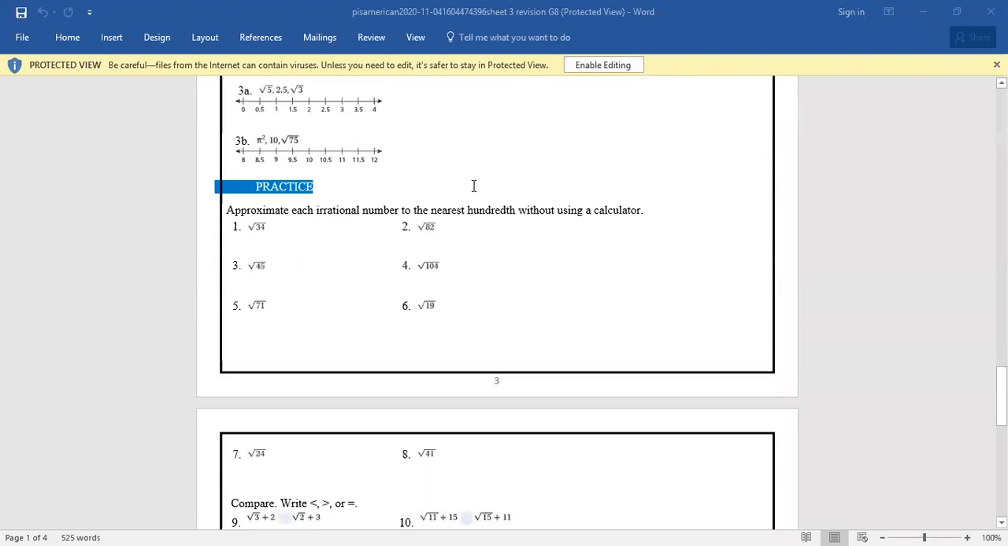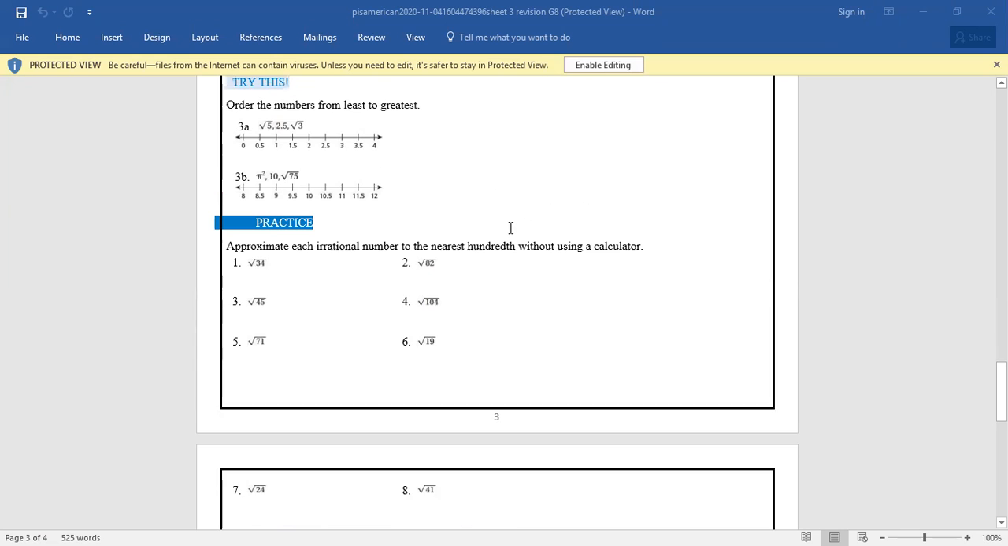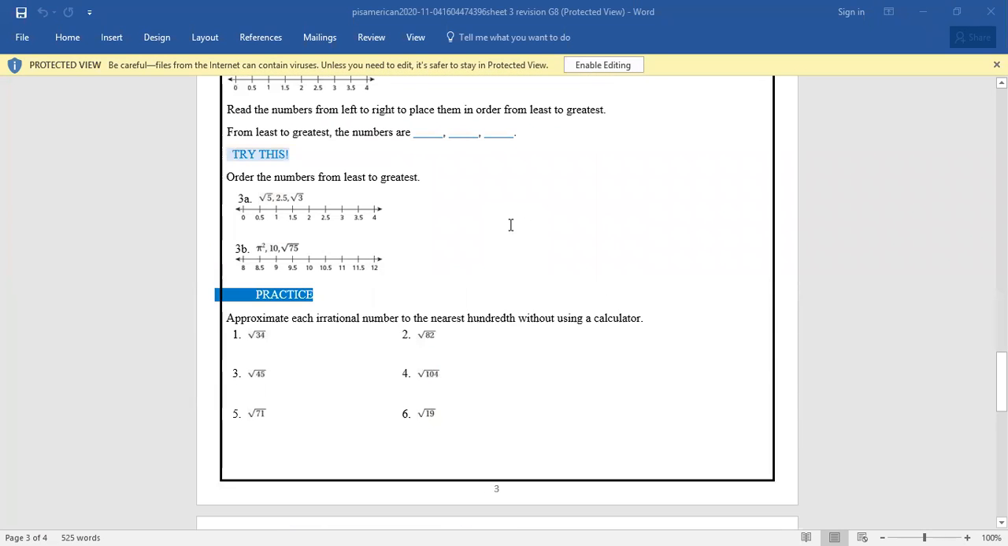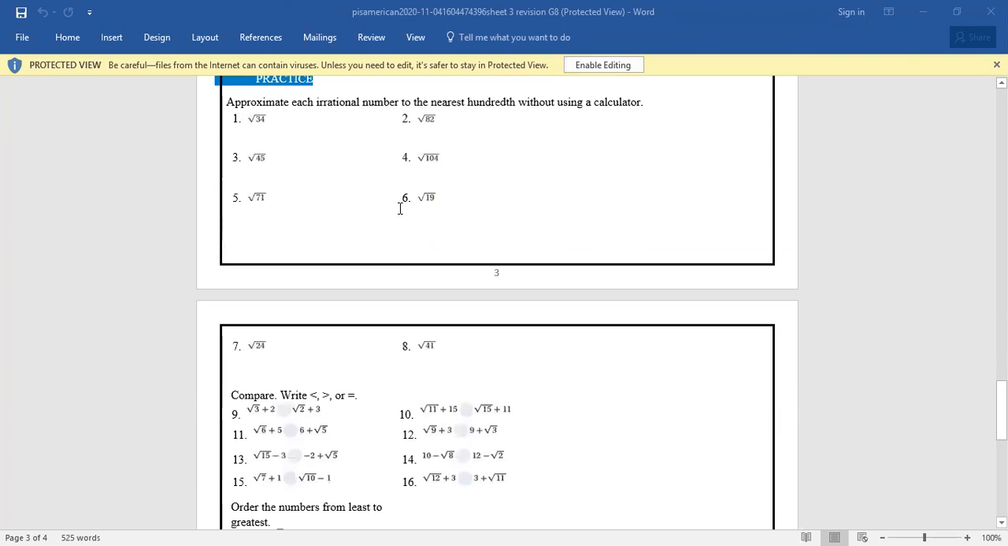You will find in this sheet different numbers, and sometimes you approximate each irrational number to the nearest hundredths without using a calculator. Did you see this question? Without using a calculator. For this reason, we explain this part in detail. Also, you can find questions that ask you to order the numbers from least to greatest. So we have to change root 5 to a decimal number, root 3 to a decimal number, and then plot them on the number line.